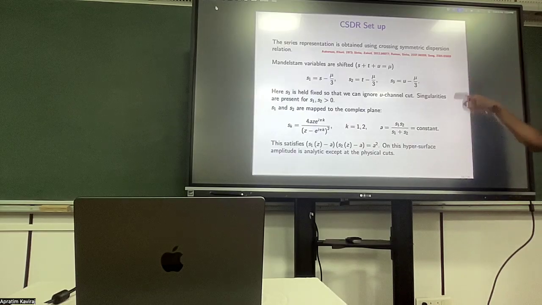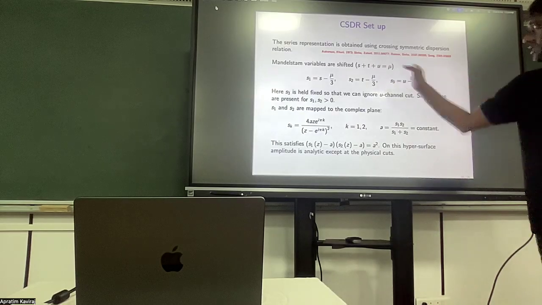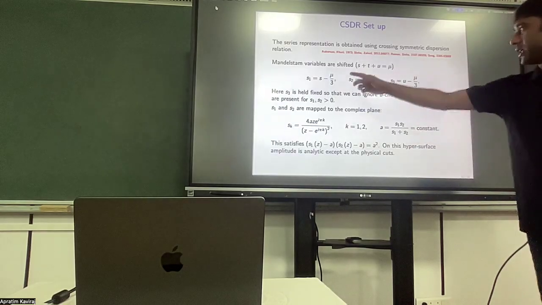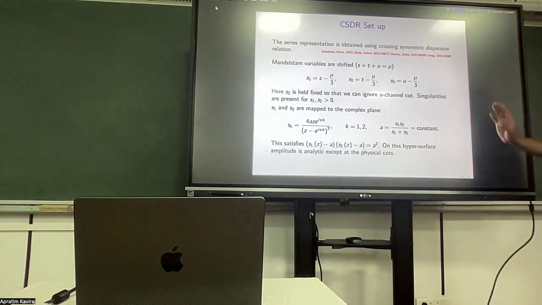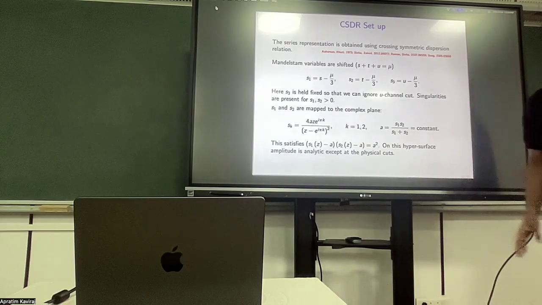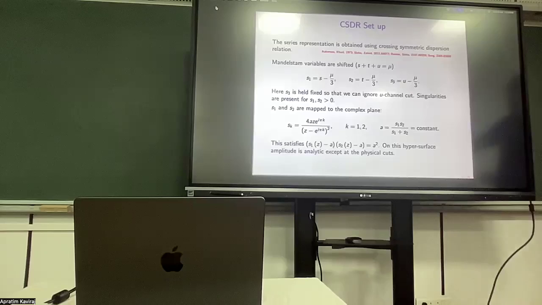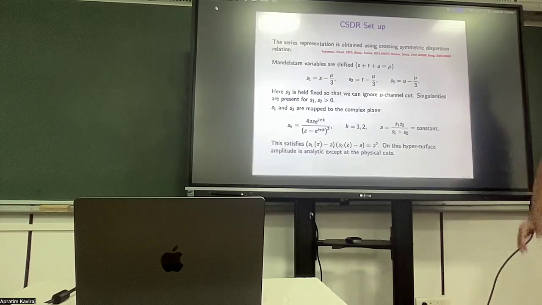So the way we go is as follows. Let's say we have these three variables S, T, U. Two of them are independent because of a certain constraint. So this mu is like 4m squared. And then we relabel the variables as S1, S2, S3 by doing a shift like that. And to present the derivation in the simplest form, we have ignored the S3 channel cut such that we are dealing with only two-channel symmetric amplitudes.